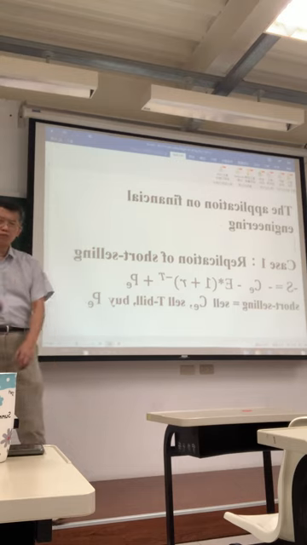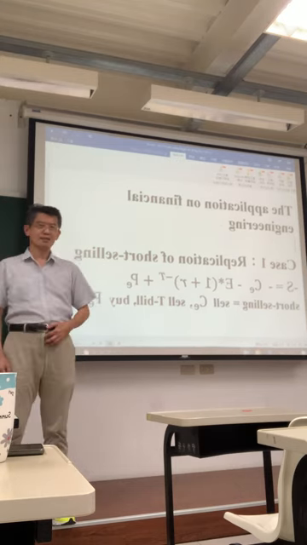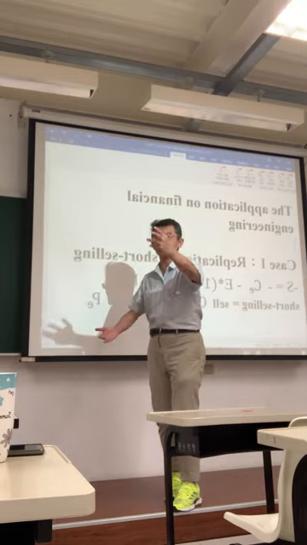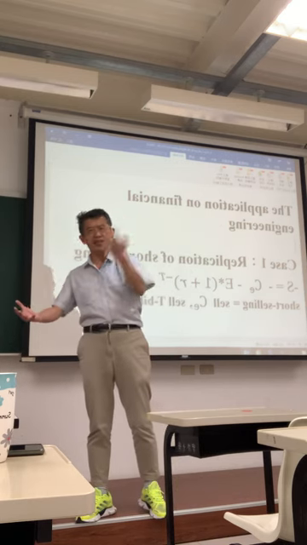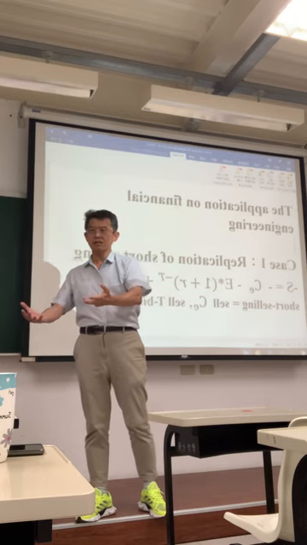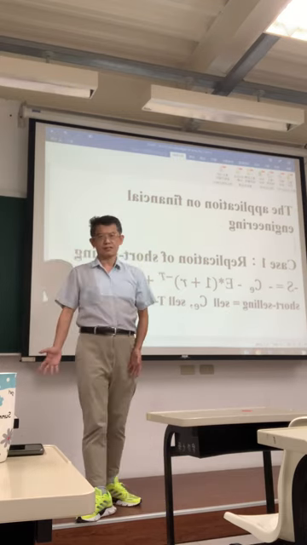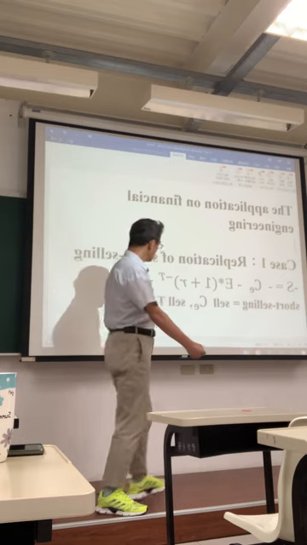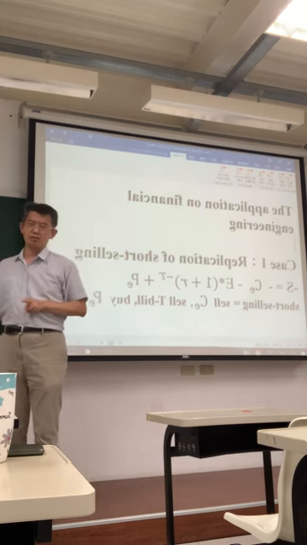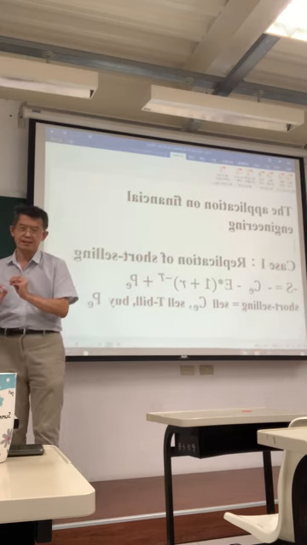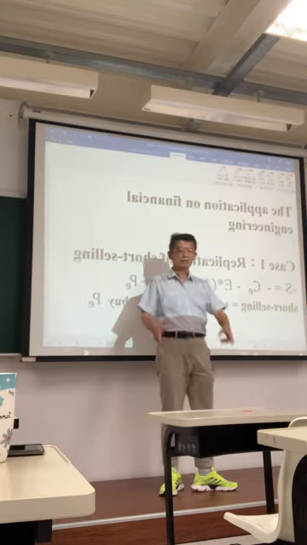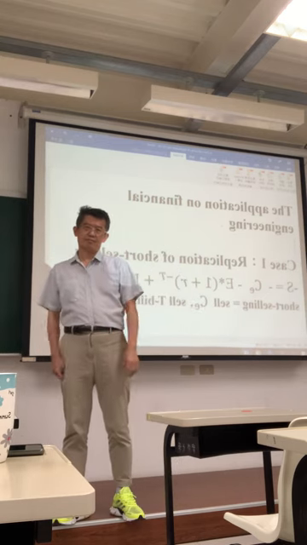And you guys probably feel very weird. Why? Professor, you just wanted to sell the underlying asset. You can simply go to the market and sell it. Why do you want it to be so complicated, and use this transaction to replicate the selling underlying asset transaction?